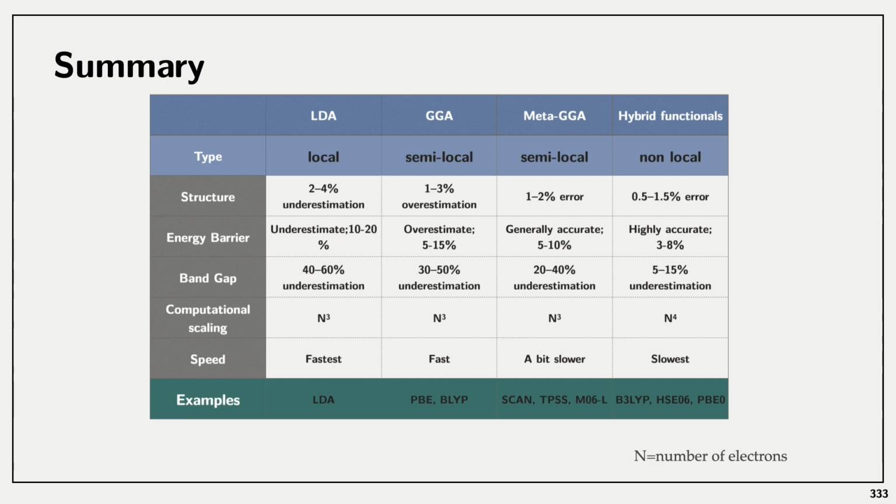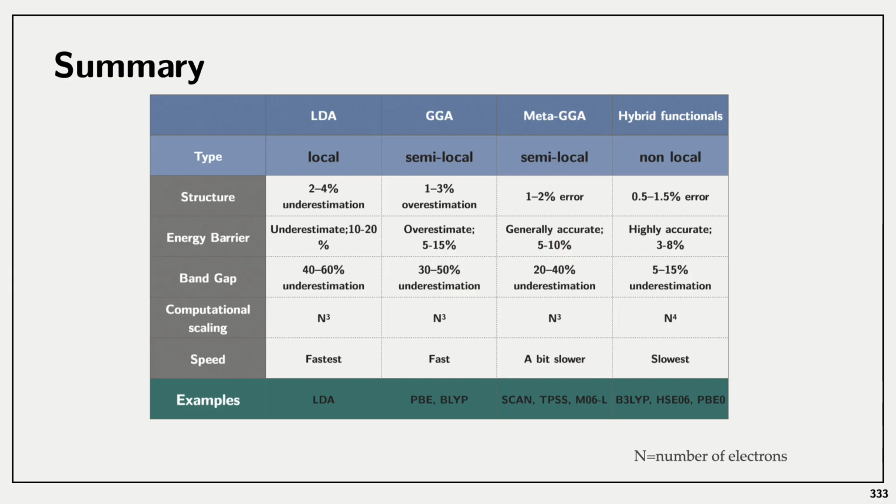And then you see the table itself about the quality of the structure, the energy barrier, the band gap. I'm not going to read this slide in detail, but if you could do hybrid, you would do hybrid. This is by far the most accurate. There is just a little issue: it scales as N^4 and it's the slowest technique.